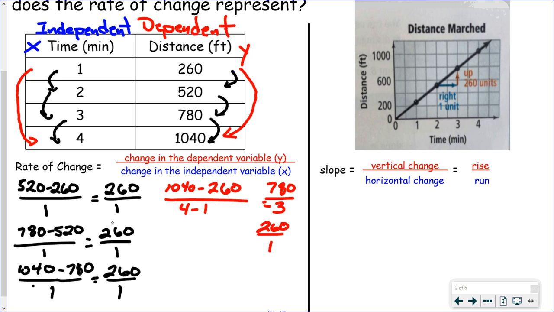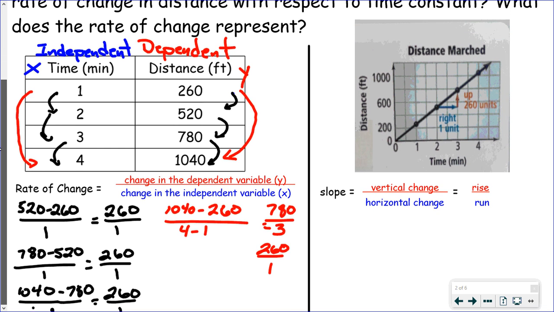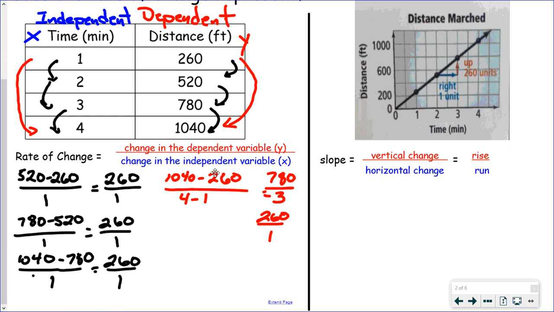All right. Now, rate of change has another name. It is also called slope. So slope is the same thing as rate of change. With slope, we're usually talking about something on a graph, but not necessarily. Okay, so just know that slope and rate of change are really the same thing.